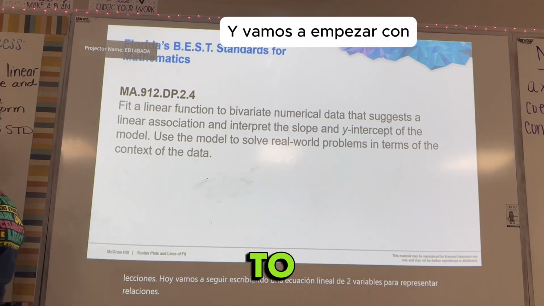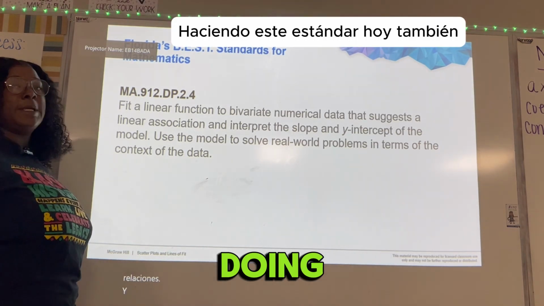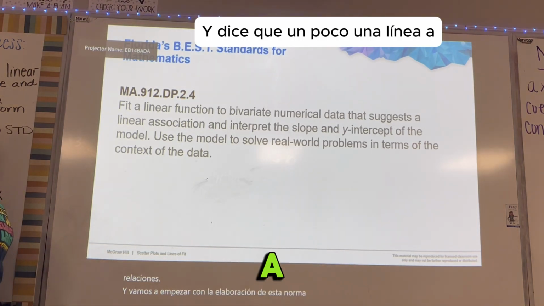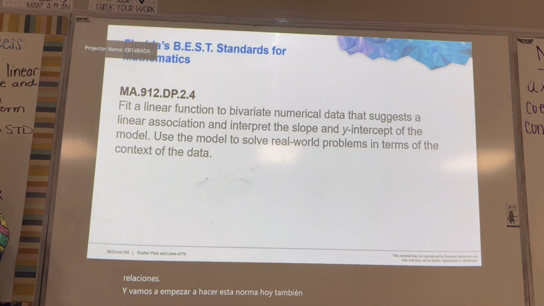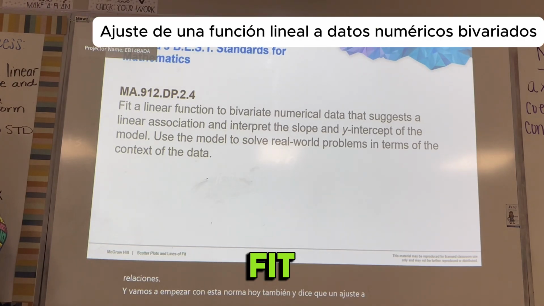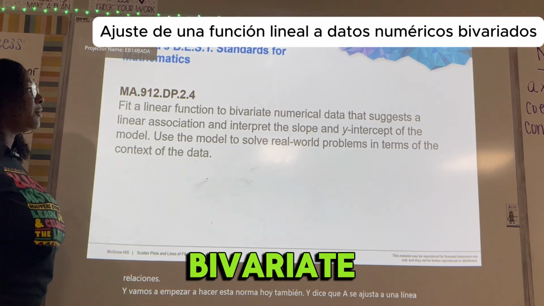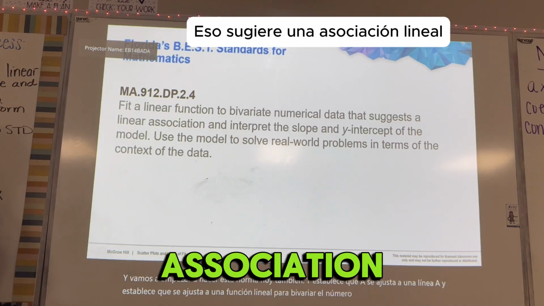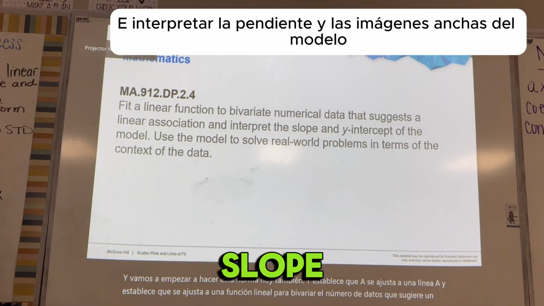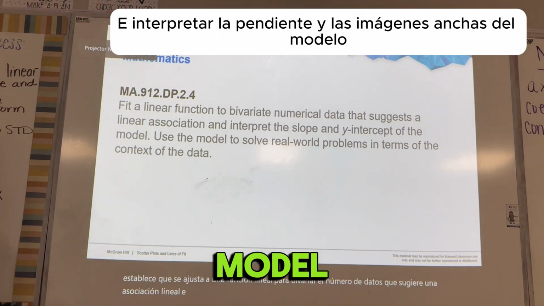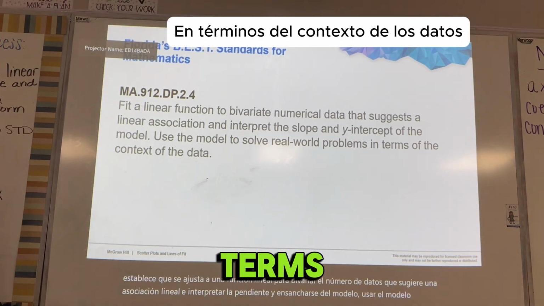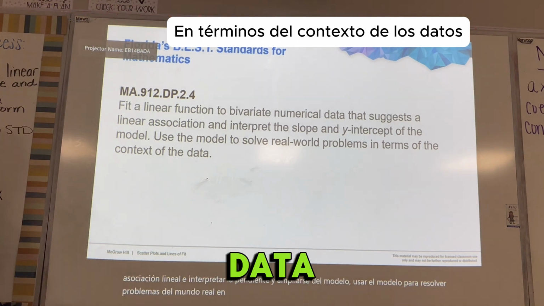And we are going to start off with doing this standard today as well. And it states that: fit a linear function to bivariate numerical data that suggests a linear association and interpret the slope and y-intercept of the model. Use the model to solve real-world problems in terms of the context of the data.